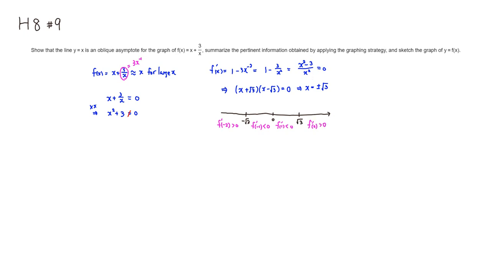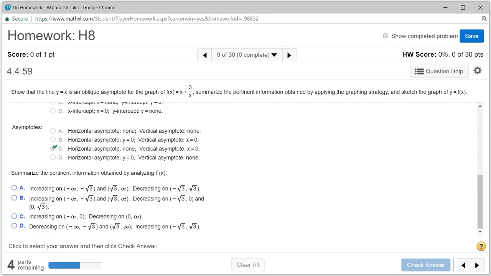Right, so we know that if you look at the function f, it is increasing there and decreasing there, and then still decreasing there and increasing there. So the intervals of increase are before negative square root of 3 and after square root of 3.